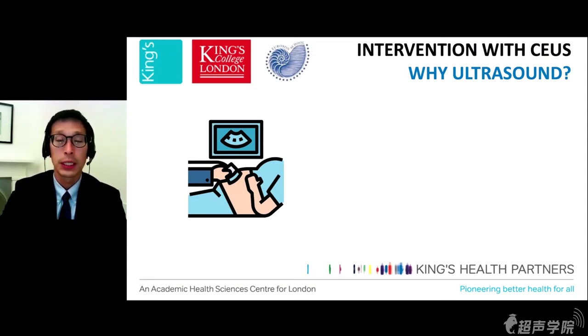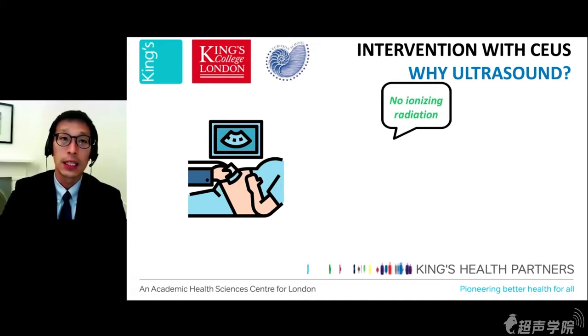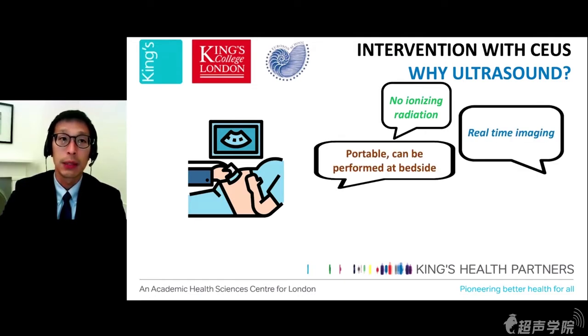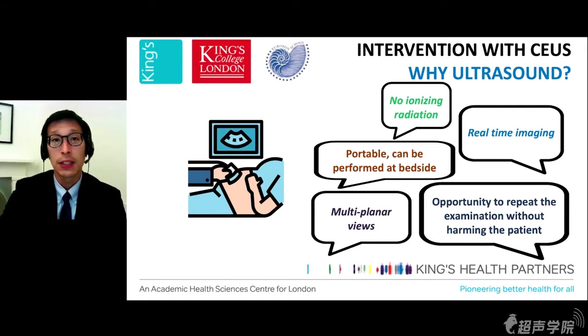a room full of ultrasound experts, if I ask the question, why do we use ultrasound for intervention? I'm sure many of you would have given me the answer such as ultrasound doesn't involve any ionizing radiation, it provides real-time imaging, and it's portable, and it can be performed at bedside for patients. And it has advantage specifically for intervention in that it provides multiplanar views for a target. It also gives us the opportunity to perform the examination multiple times without adding any harm to the patient.